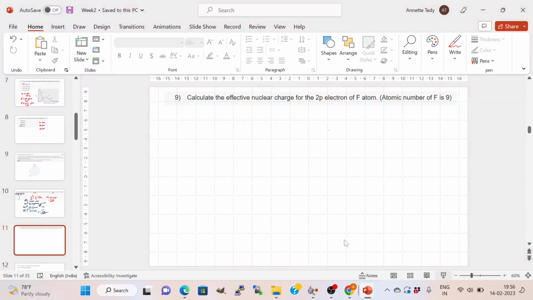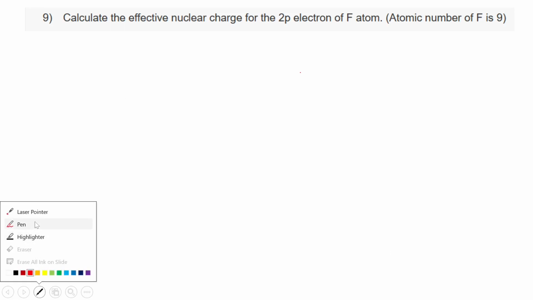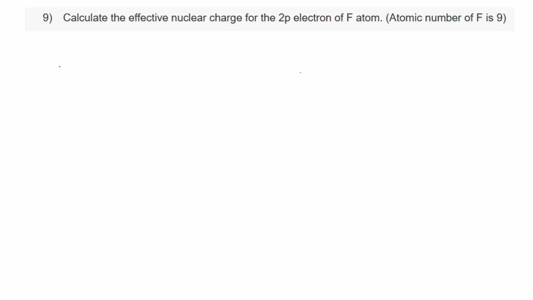So we will solve the question then. The atomic number of F is 9. So first we'll write the electron configuration: 1s2, 2s2, 2p5, right? Okay. So now we have to look at what is the effective nuclear charge for the 2p electron.